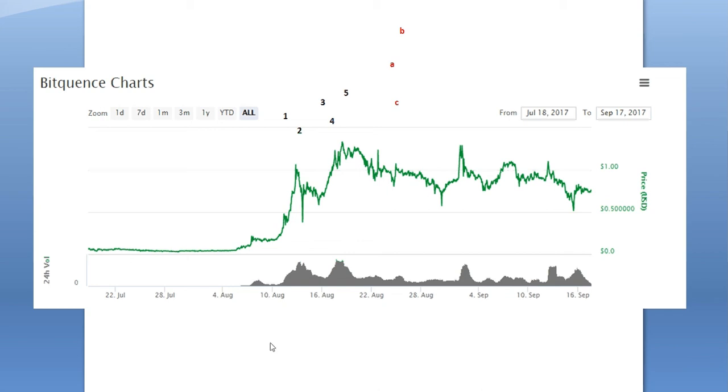Where would you put wave 1? I could put it here, here, here, here. It doesn't matter. Anywhere here would be fine, most likely. But let's consider form and fit. It needs to look like wave 1, 2, 3, 4, 5. Form and fit matters a lot to me.